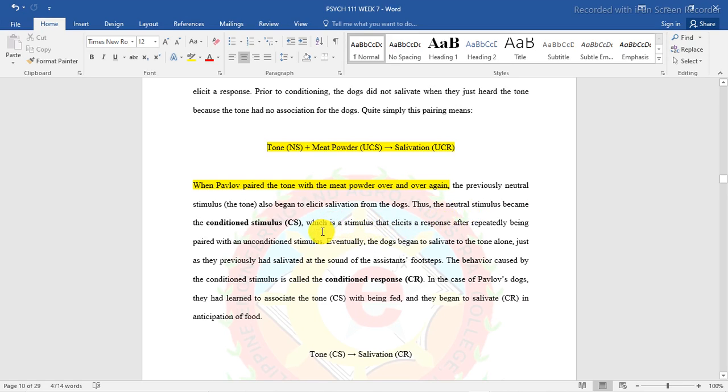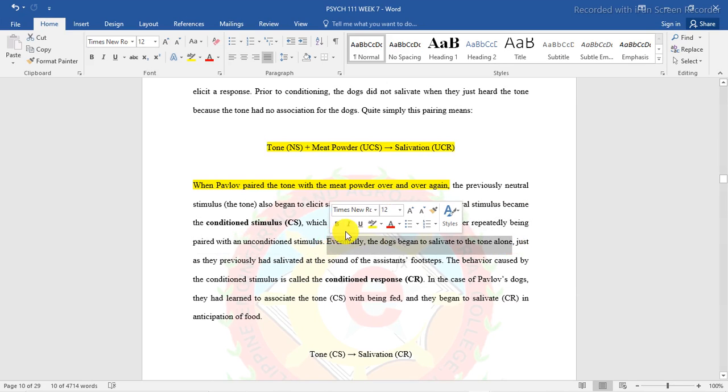So, yung neutral stimulus na yon, yung tone, naging conditioned stimulus siya, which is a stimulus that elicits a response after repeatedly being paired with an unconditioned stimulus. So, eventually, yung tone na yon, tunog lang, bell lang, the dogs began to salivate to the tone alone. Sa tunog pa lang, kasi before, tone, meat powder, paulit-ulit, hanggang sa naglalaway na yung aso, it becomes a conditioned stimulus na.